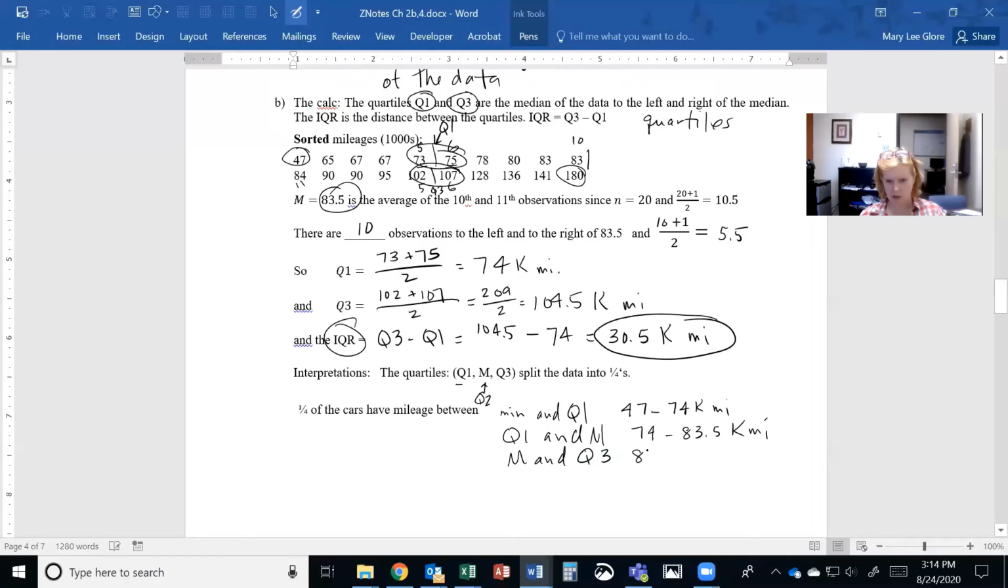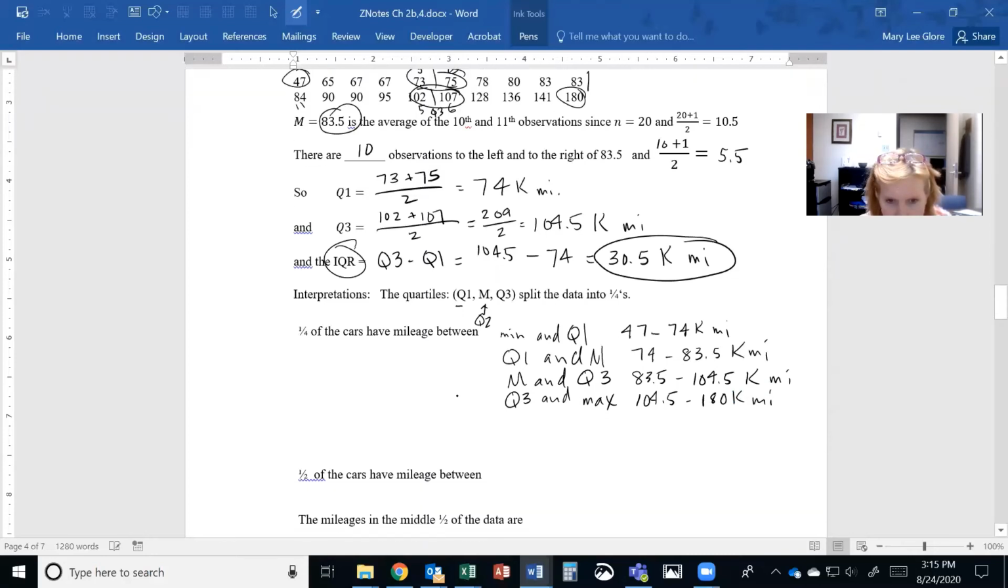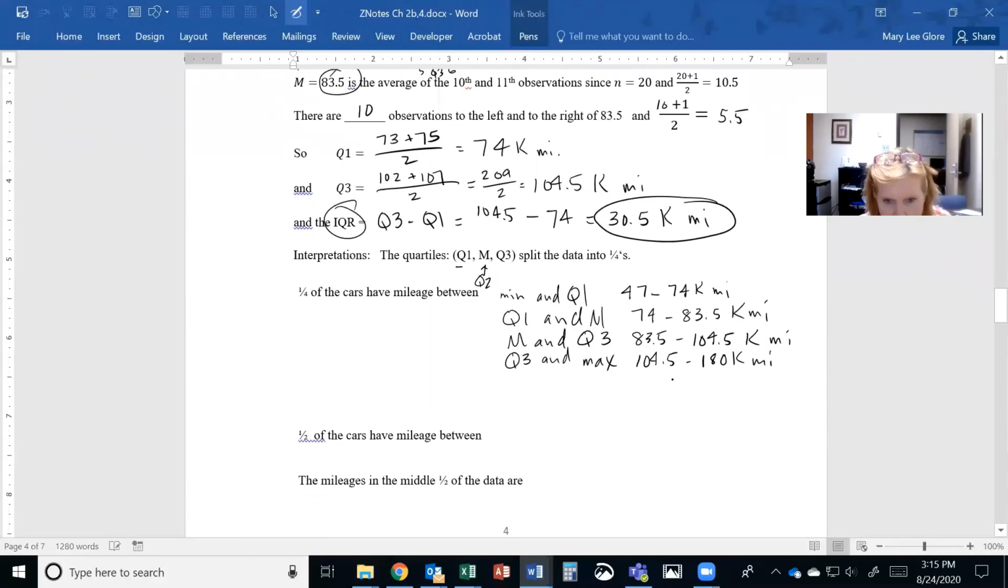It'll be between 83.5 and 104.5 thousand miles. And then the last fourth of the observations are between the third quartile and the maximum. So that's 104.5 thousand miles to the maximum, which is 180. So I've got a fourth in between each one of those groups.